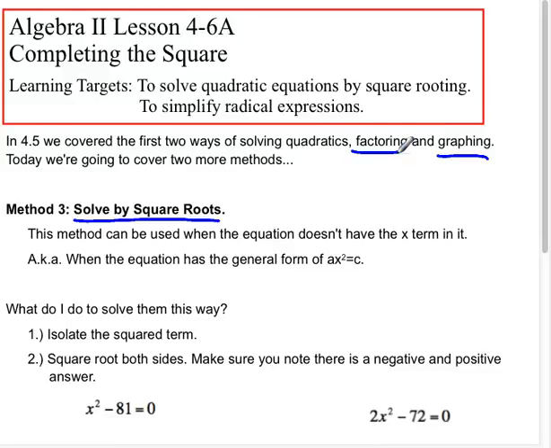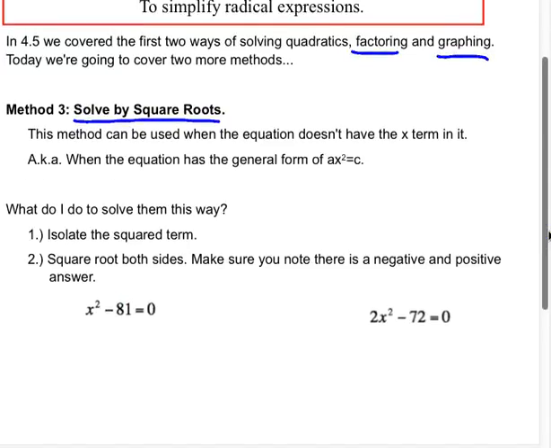Now remember, this method only works in certain circumstances. It only works when it does not have a b term or the x term in it, or sometimes I refer to it as the b term, because remember we're talking about ax squared plus bx plus c. So essentially what we're saying is that term is missing. So this method only works when you have something structured like that, where you have the ax squared and the c, the constant.